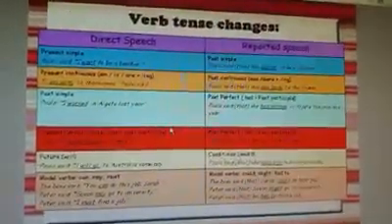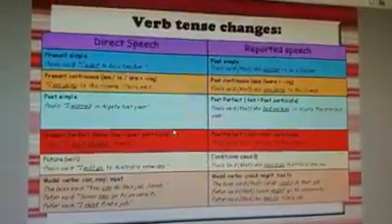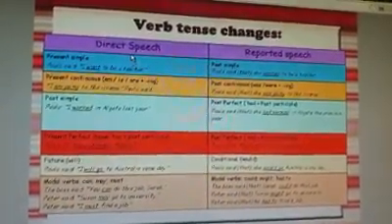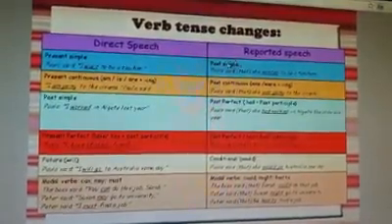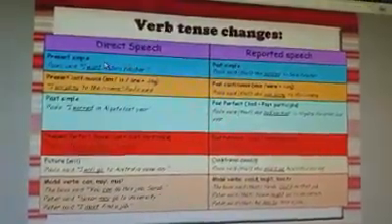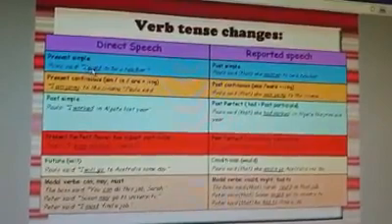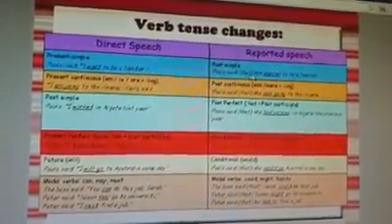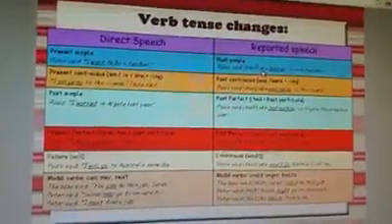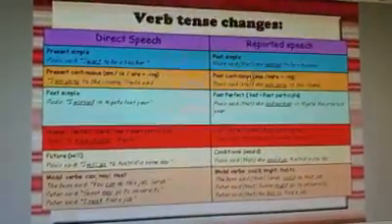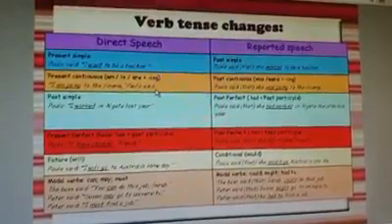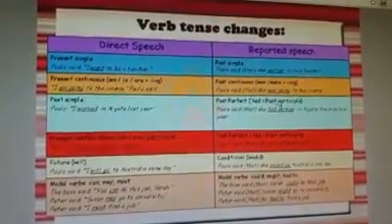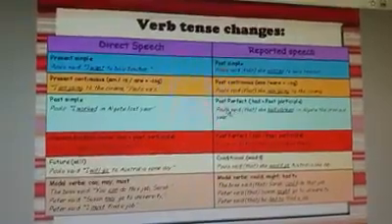Here you have a table of verb tense changes. How do they differ from direct speech to reported speech? For example, in present simple, Paula said, "I want to be a teacher." Past simple: Paula said that she wanted to be a teacher. Present continuous: "I'm going to the cinema," Paula said. Paula said that she was going to the cinema, etc.